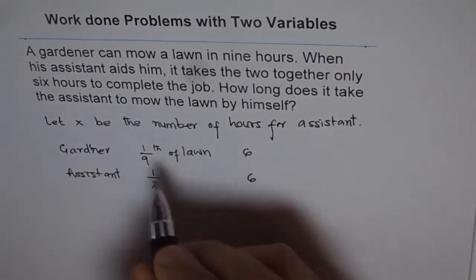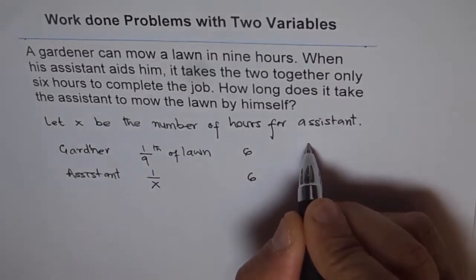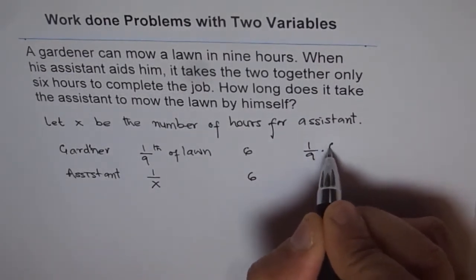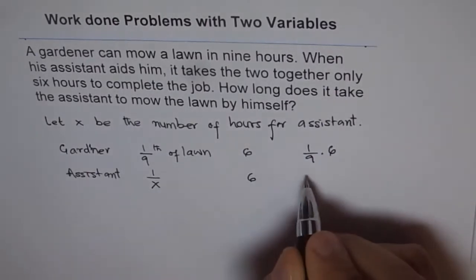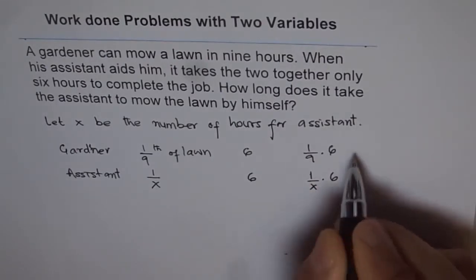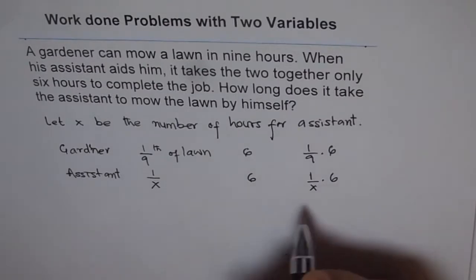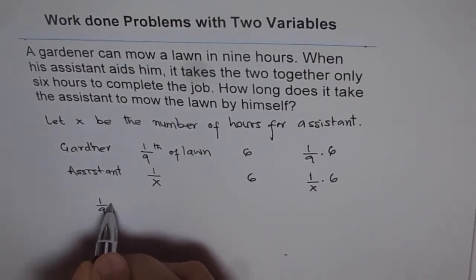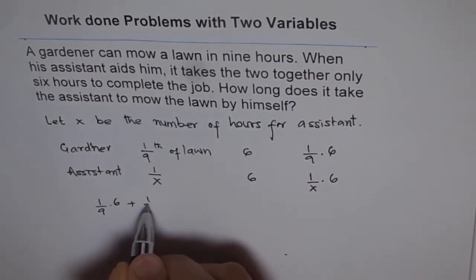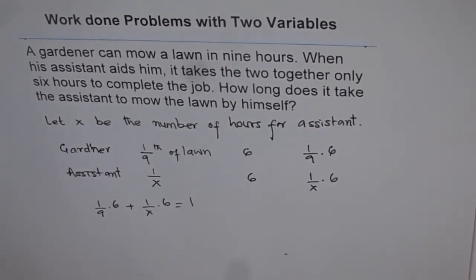The fraction of work done by the gardener is 6 times 1/9, right? It is 1/9 of 6. And by the assistant, it is 1 over x times 6, right? And when they work together, the total job is done. And therefore, our equation is 1/9 of 6 plus 1/x times 6 is equal to 1, right? So that is how we get our equation for the total work done.